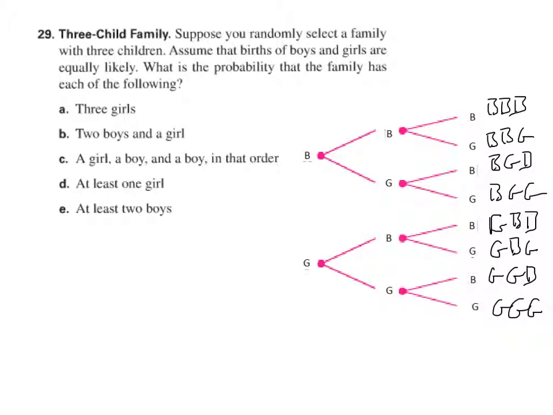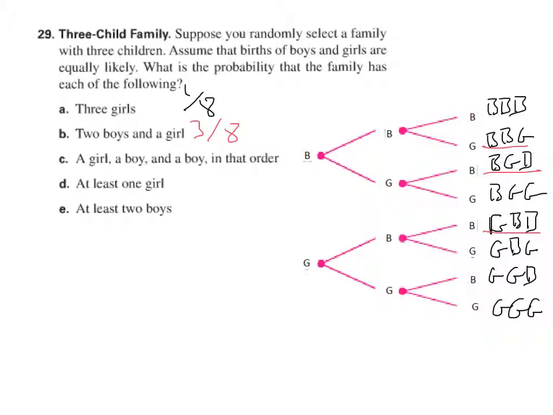Well, I know the denominator is going to be 8 because there are 8 outcomes total. So for three girls, that happened one way, so 1 out of 8. Two boys and a girl. So let's see here. Two boys and a girl. Two boys and a girl. This one is two girls and a boy. Two boys and a girl. And I think that's it. So I'm counting 3 out of 8.